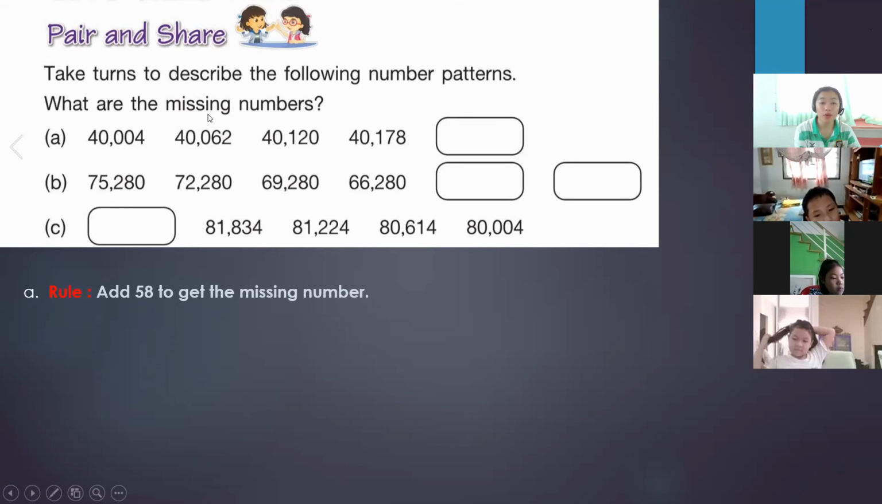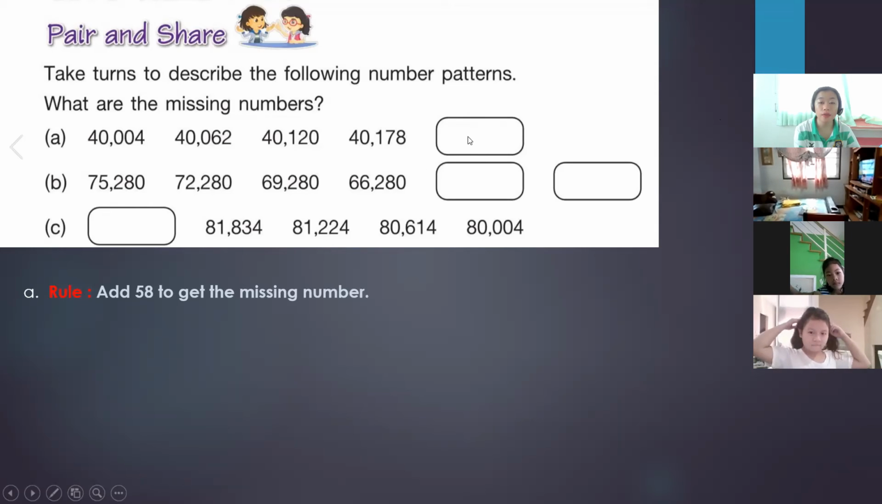40,004, 40,062, 40,120, and 40,178. So what is the pattern in these numbers? We have the rule in letter A: add 58 to get the missing number. So we're going to add 58 to 40,178.